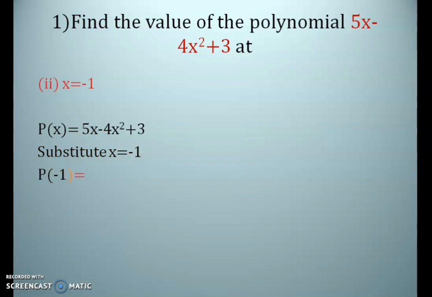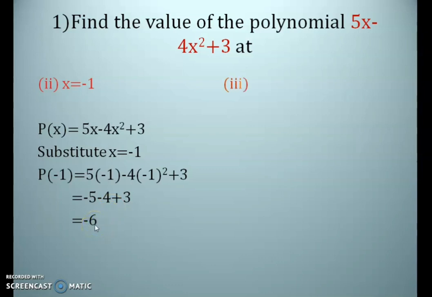So we get p of minus 1 equals 5 into minus 1 minus 4 into minus 1 squared plus 3. So 5 into minus 1 is minus 5, minus 4 into minus 1 squared, which is 1. So we get minus 4 plus 3.